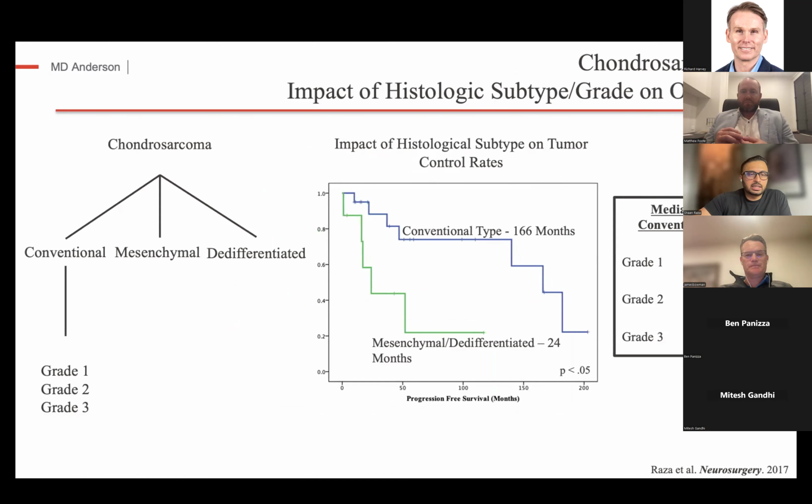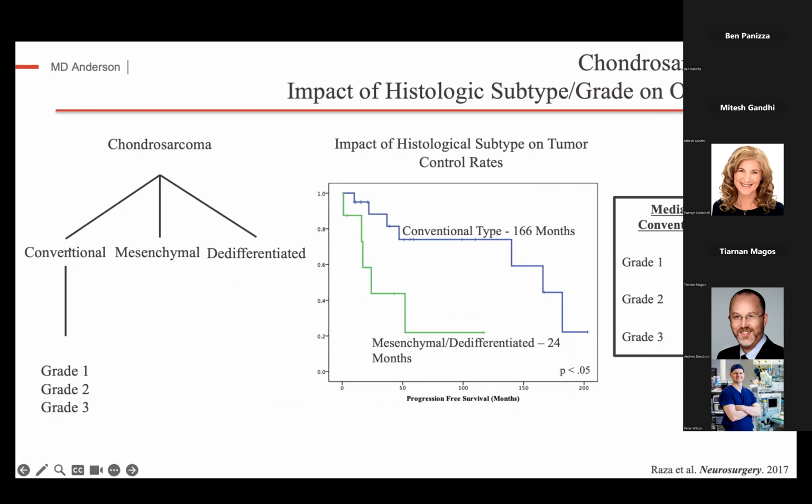Histologically, we break these chondrosarcomas down into 3 different subtypes: the conventional subtype, the mesenchymal subtype, and the dedifferentiated subtype are the 3 subtypes that we see in our own skull-based practice. The conventional subtype chondrosarcomas are also histologically broken down into 3 different grades, grades 1, 2, and 3. The reason why these histologic subtypes and grades matter is that they ultimately correlate with long-term outcomes, overall survival, risk of local recurrence, and risk of metastatic spread.